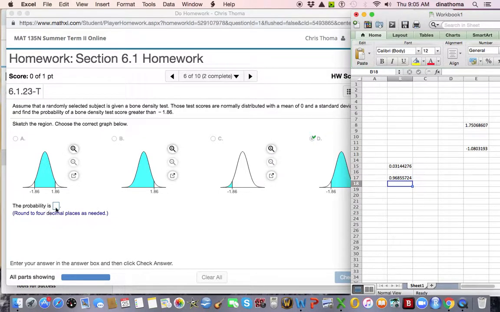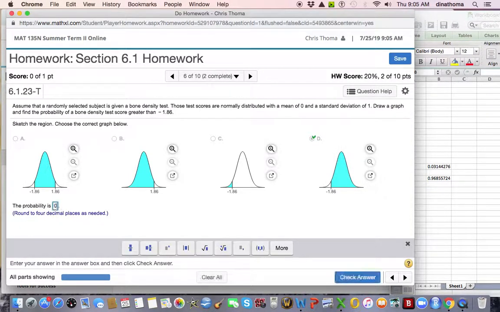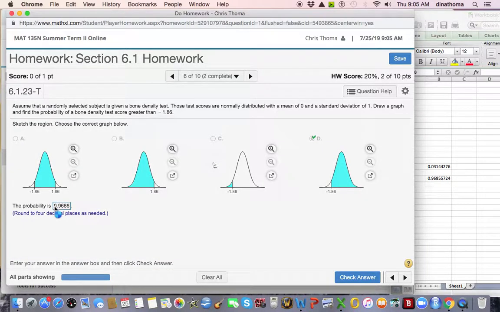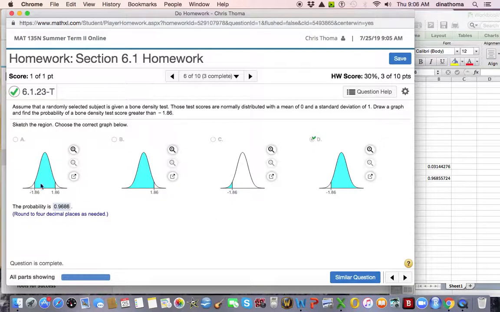It wants 4 decimal places. So I got over too far again. So 0.9686. So this is where chapter 4 comes in handy. You got to know which way you're coloring. If it's to the left, you're good. If it's to the right, it's 1 minus. If it's in between, you have to find both of these scores and then subtract the smaller from the bigger, right? And I explained all that in the PDF. So 6.1 is all dealing with standard normal.